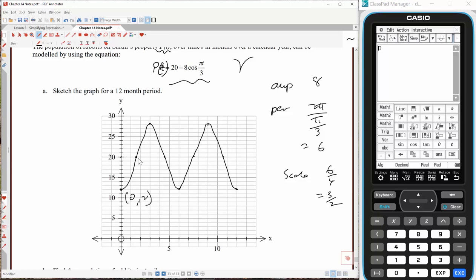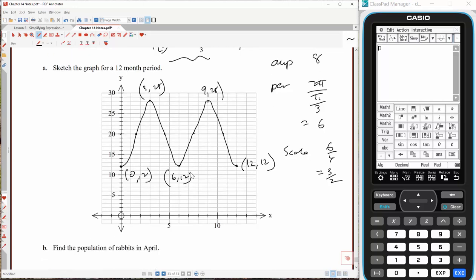So the key points are: 0, 12; 3, 28; 6, 12; 9, 28; 12, 12. All right, let's get stuck into it.